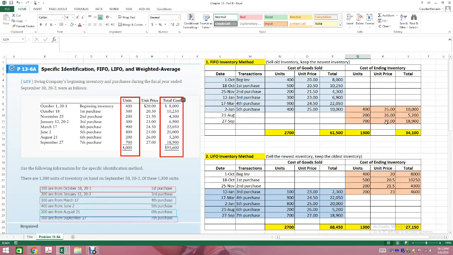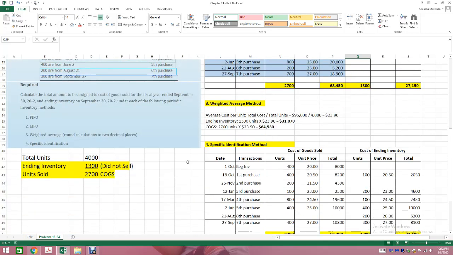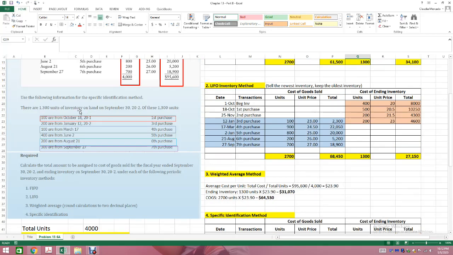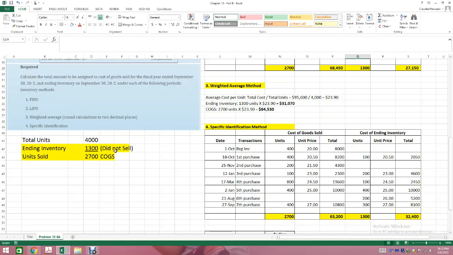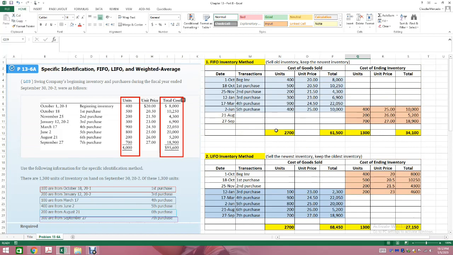Just remember, set up your problem, okay? Do a little table. Figure out, okay? FIFO, which one am I selling? Well, I'm going to sell my old inventory. I'm going to keep my new, okay? And then you have to figure out, before you even start working out the problem, okay, how many units did I start off with? Well, I had 4,000 units according to the problem, okay? How many are they telling you that you have on hand? Well, they're telling me that I have 1,300 that I did not sell. Okay, so if you started off with 4,000, 1,300 are not sold, that means you must have sold the rest, which were 2,700. Once you have this figured out, then you can start tackling the problem, okay?